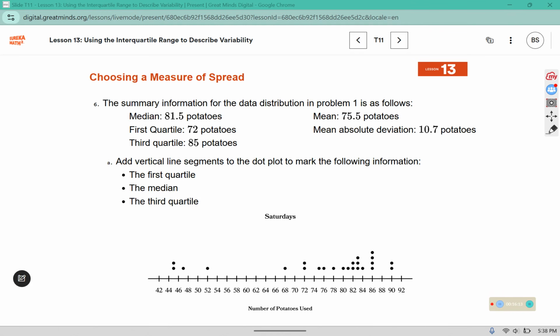Here in problem 6, we have a summary of the information for the data distribution back in problem 1. And it says the median was 81.5. The first quartile, or Q1, was at 72 potatoes. The third quartile, also known as Q3, was at 85 potatoes. The mean, which they calculated for us, was 75.5 potatoes. And then that measurement of variability, the mean absolute deviation, how far the potatoes are away from the mean typically, was 10.7.